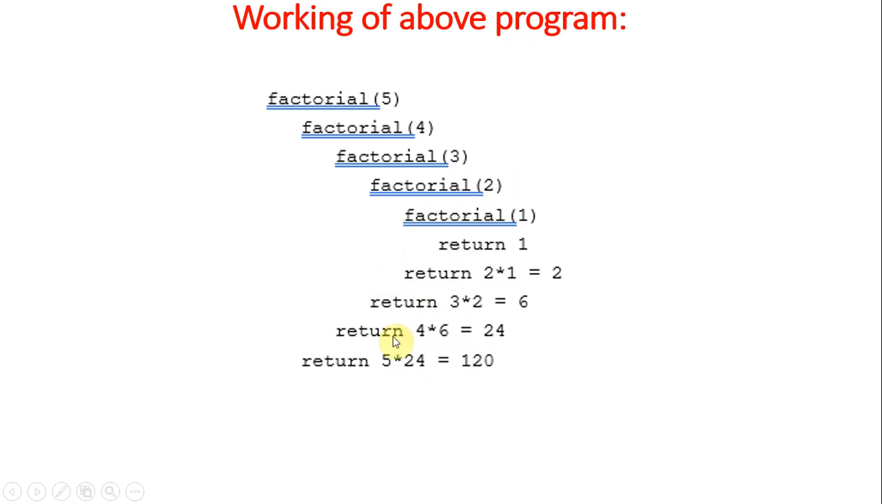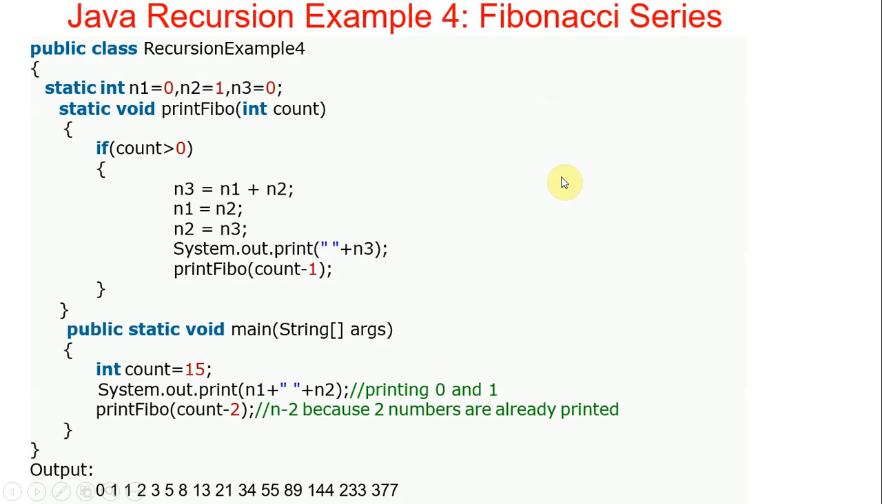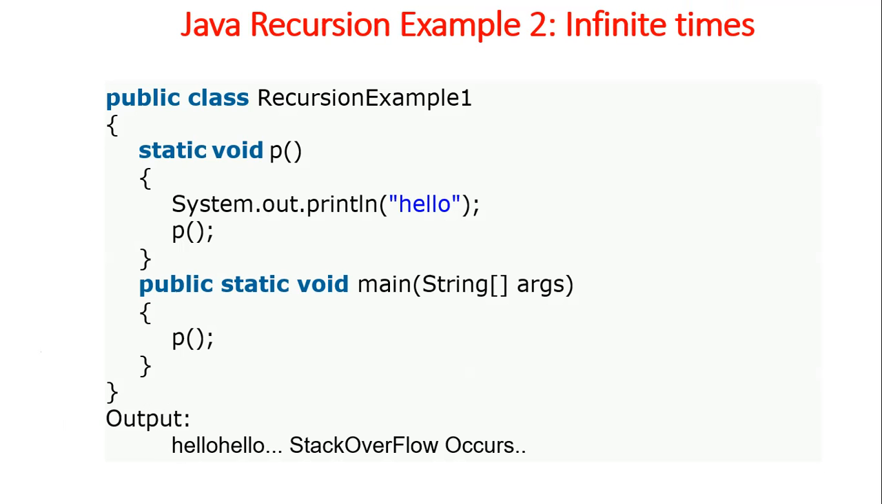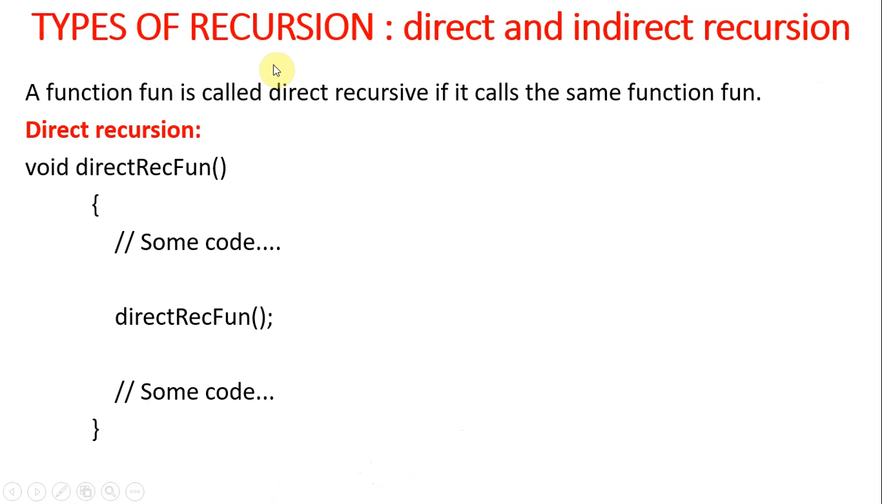You know the stack memory locations, right? First it will store the 5 value, next the 4 value, next 3 and next 2, and finally the 1 value. After storing the previous results, finally we get the 1 and with this one we can multiply everything. That's why a stack overflow error happens if the base condition is not defined or not reached. Here also, if we don't specify any base condition, hello is printed continuously, and then we will have a stack overflow error.